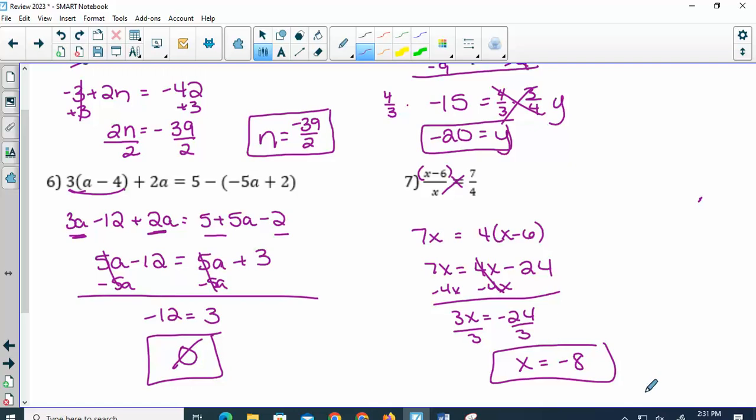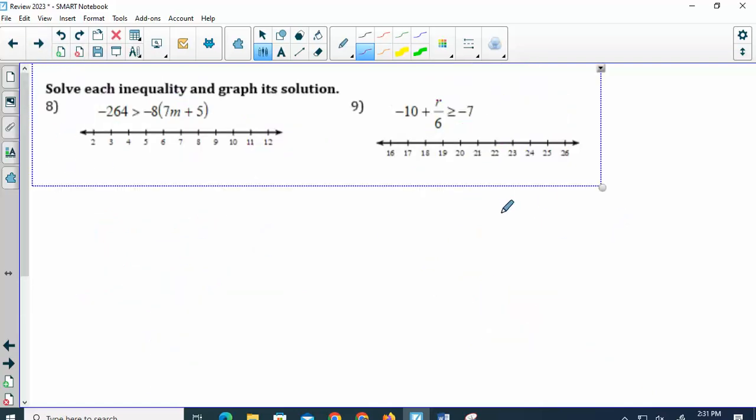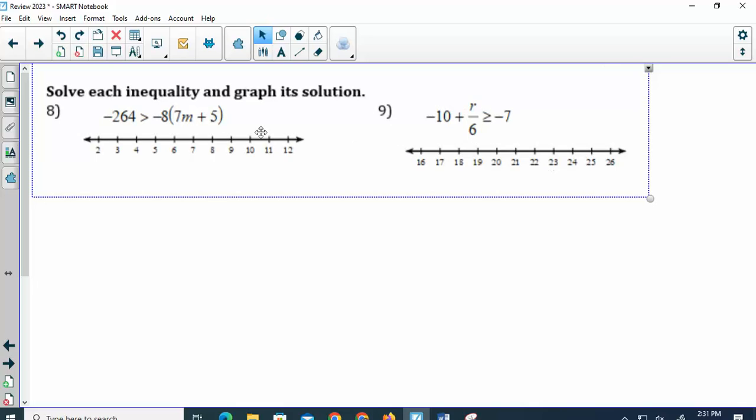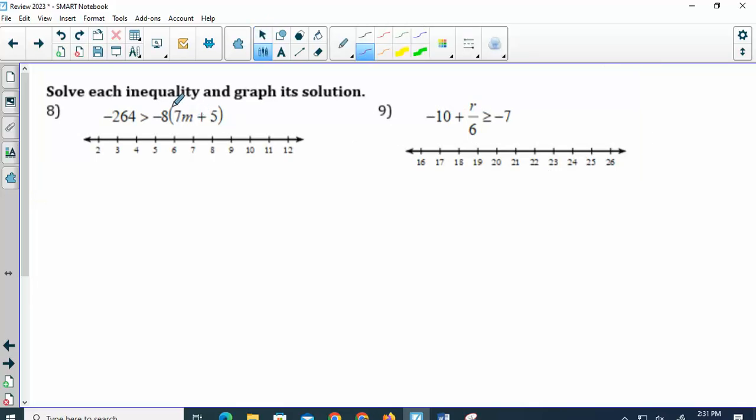The final piece that I want to review today is solving inequalities. So remember, an inequality is just like an equation. However, if you multiply or divide by a negative, what do you have to do? Flip the sign. Okay. So the bottom of this page, I've got a couple of them here, and then we'll turn to the second page. So, number 8, and I apologize, I know that number line is kind of annoying right there, but what would I do?